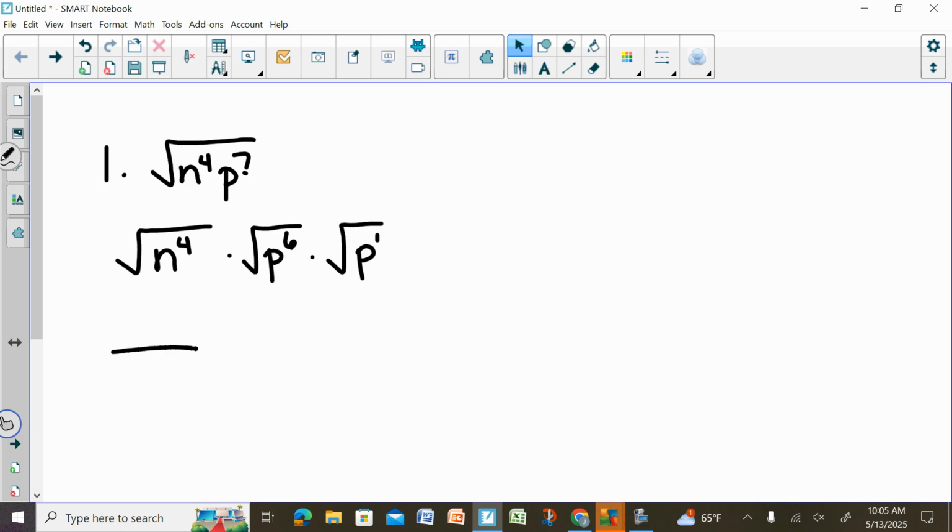So then when we go to simplify this, I would say that I need to make a 4, but I got to multiply two numbers together. It's really add two numbers when we're dealing with an exponent. So that's n squared. And then p to the 6th would become p to the 3rd. And then this leftover p.